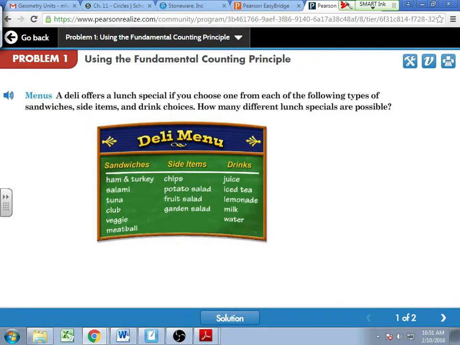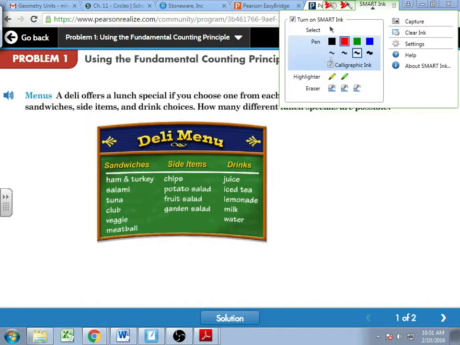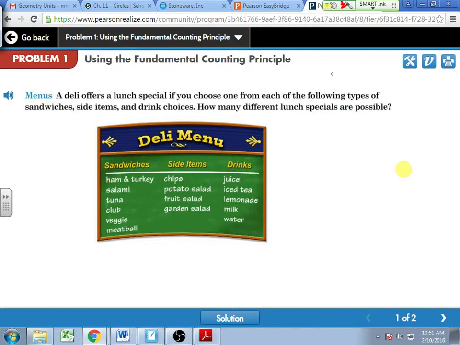So if we go to a deli offers a lunch special if you choose one item from each of the following menus: sandwiches, sides, and drinks. Well, how many sandwiches do we have?